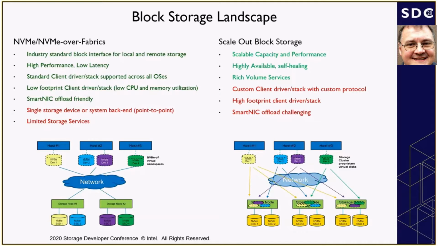Now compare that to scale-out block storage, which of course starts with scale. It's high capacity and scalable performance. Because it's large scale, it of course has to have HA and self-healing capabilities, or it wouldn't work at all, but this becomes an advantage. These tend to have richer volume services. Ceph can do clones and snapshots, things like that. Thin provisioning. Your NVMe fabrics JBOFs might support thin provisioning or might not.